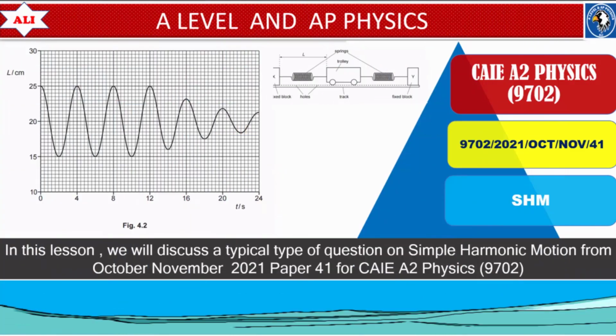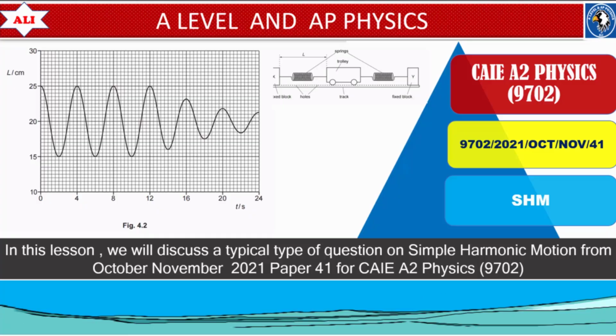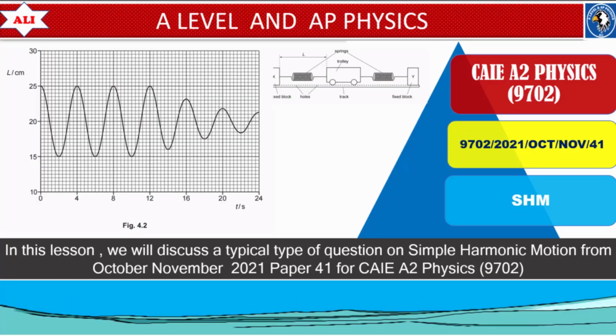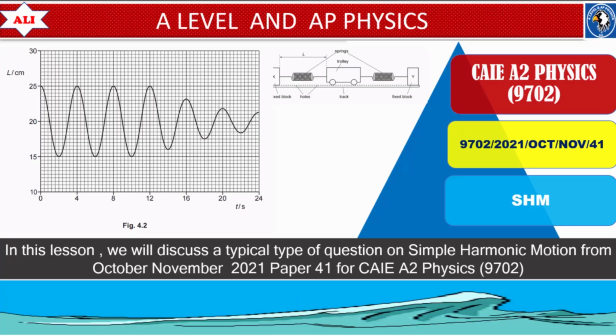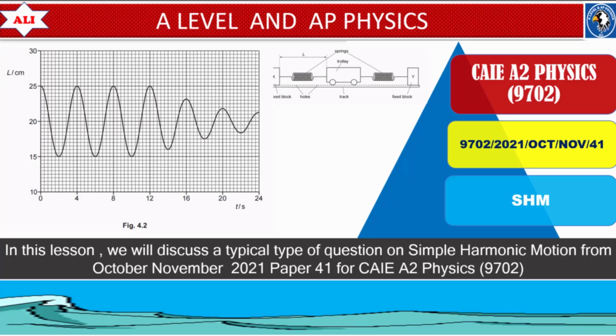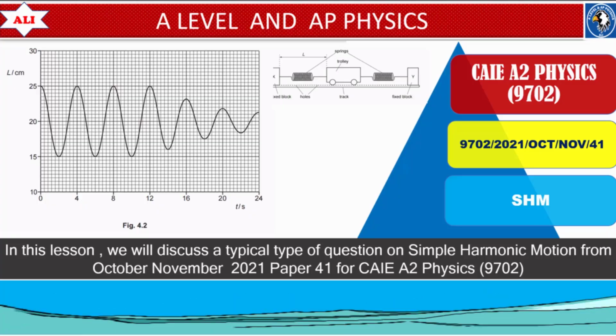In today's lesson, we will discuss a typical type of question on simple harmonic motion from October November 2021, paper 4, variant 1. In this lesson, we will discuss how to calculate angular frequency of oscillations and how to calculate maximum speed of oscillating body. We will also discuss how to deduce information about oscillating body when displacement against time graph is given to us. At the end of this lesson, we will discuss how to sketch velocity against displacement graph for simple harmonic motion.